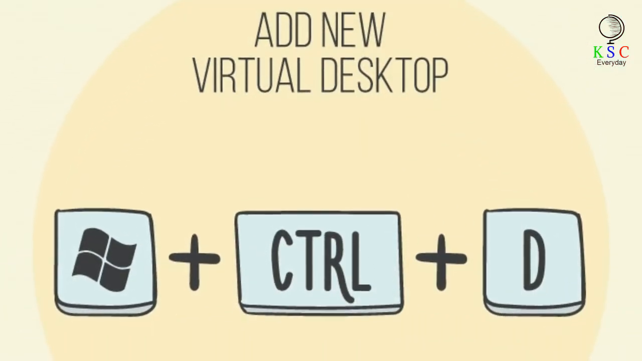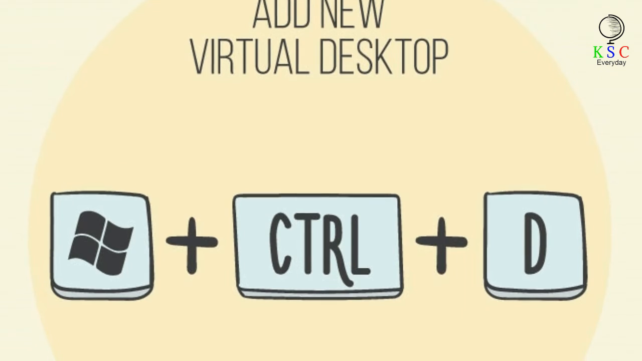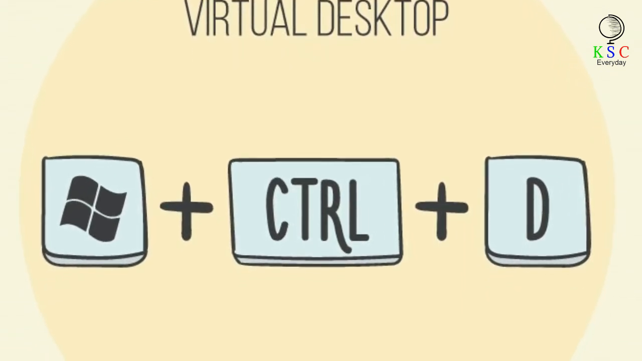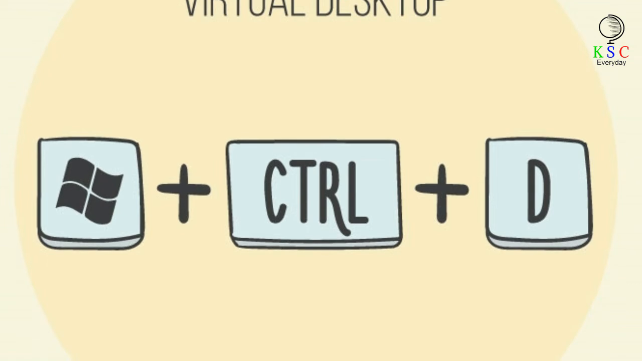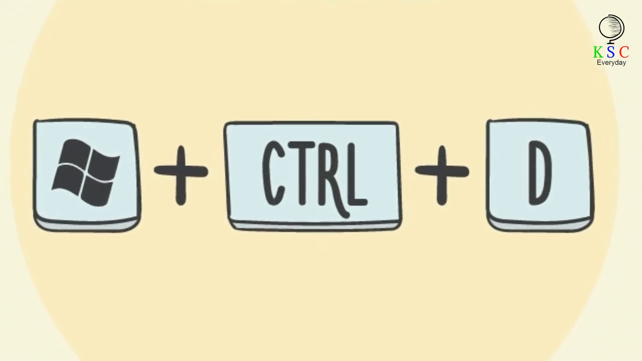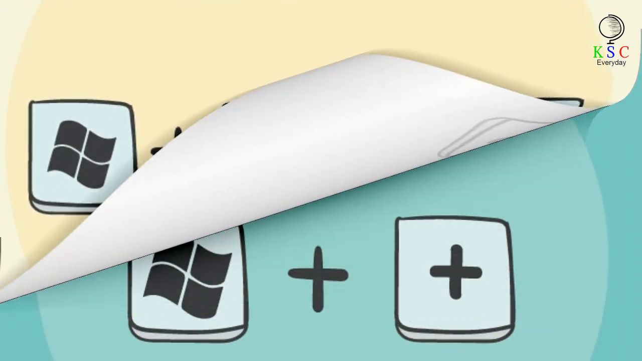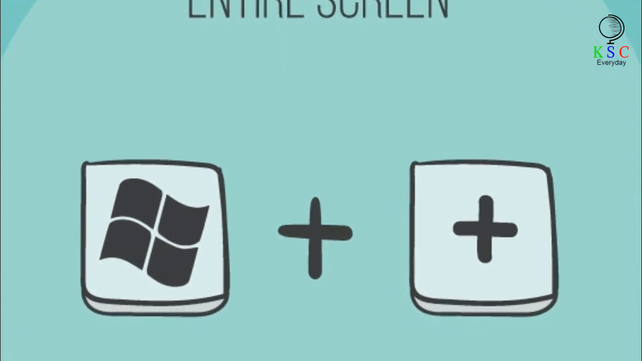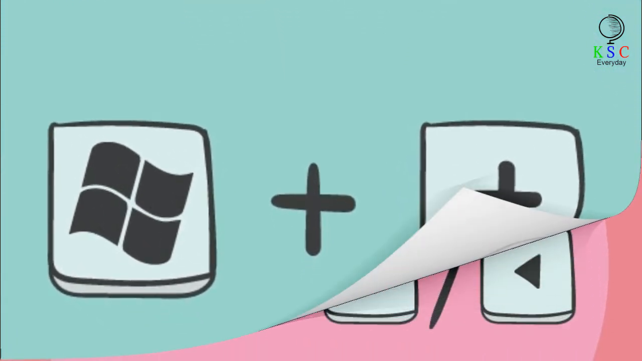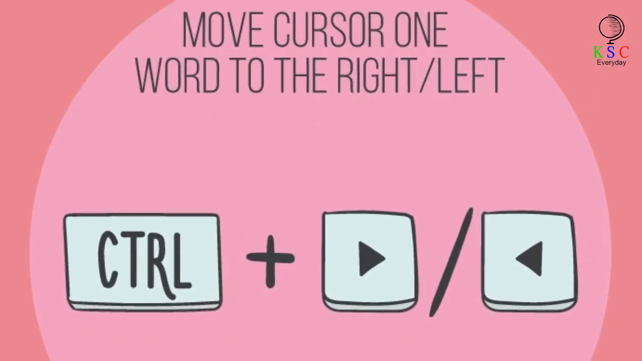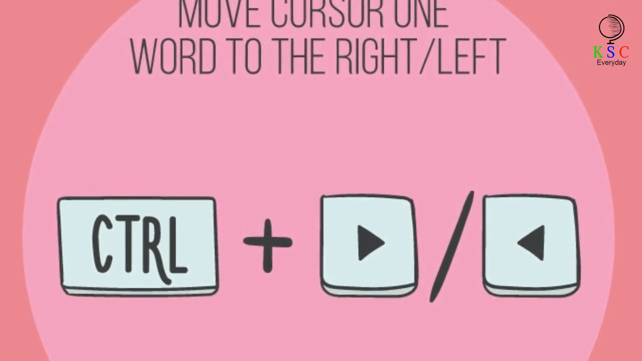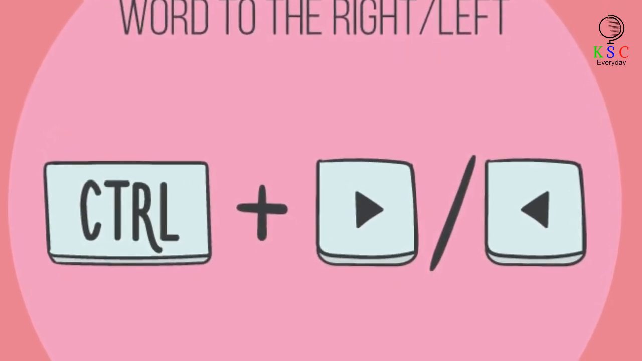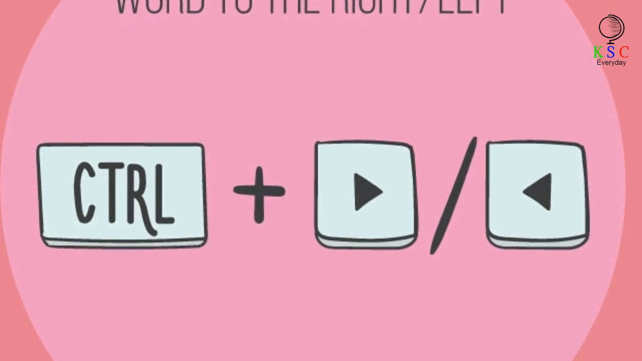Having a couple of virtual desktops open allows you to have all types of programs opened without having your screen all cluttered. If you wish to move between your screens, simply click Windows plus Control plus left or right arrows. Not many know about this shortcut that lets you quickly zoom the entire screen to 200% in one click. Wish you could quickly change, edit or delete the last word you've written? The Control plus right or left arrow will do the trick.